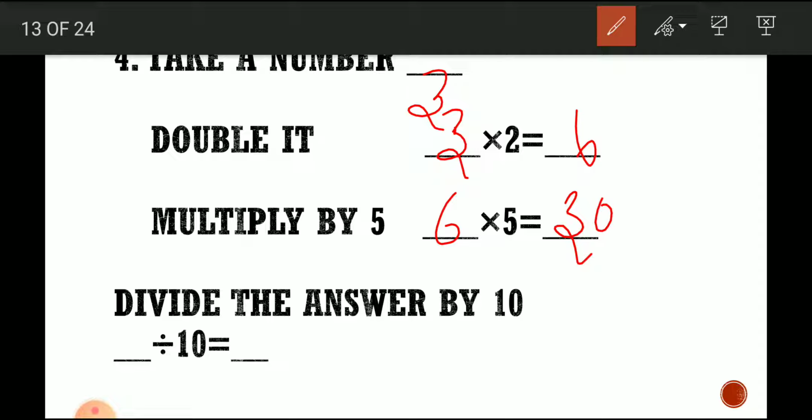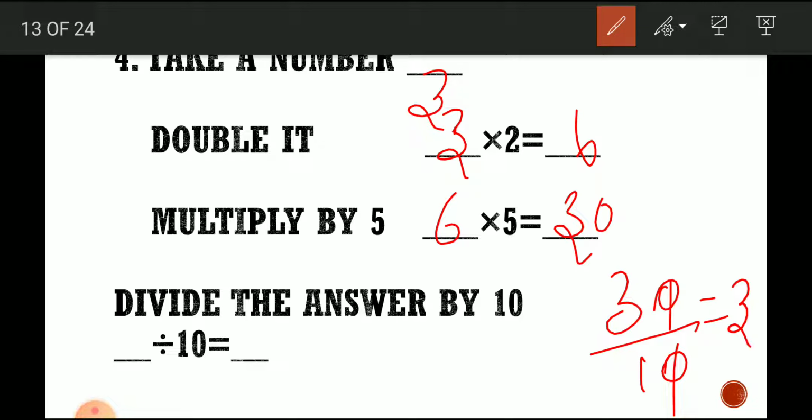Now we are going to divide the answer by 10. So 30 divided by 10, that is equal to, wow, great. Which number could we guess? This comes back to the number we took. So the final answer, 30 divided by 10, we will get 3. Okay, you can check another number.